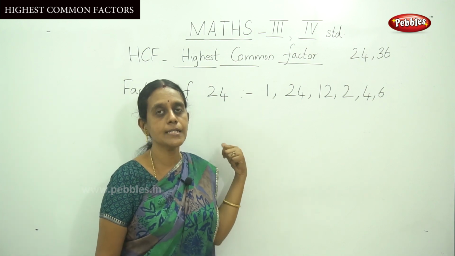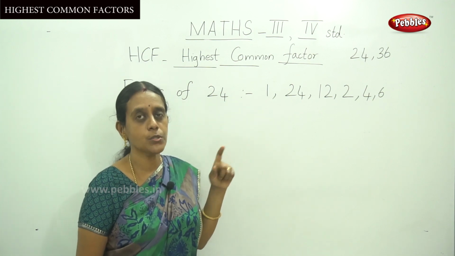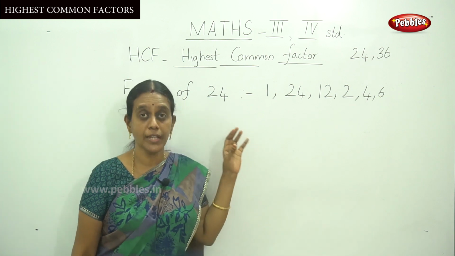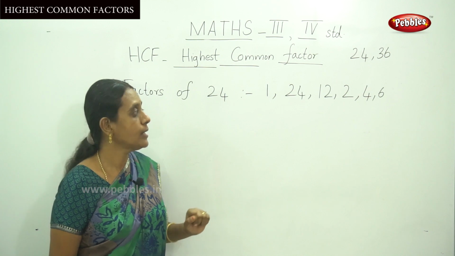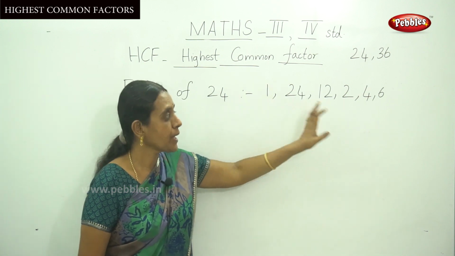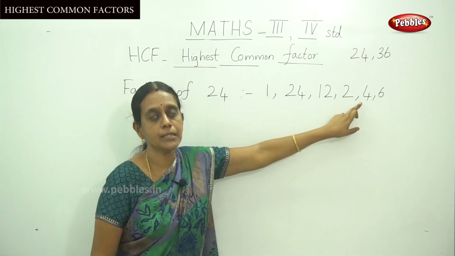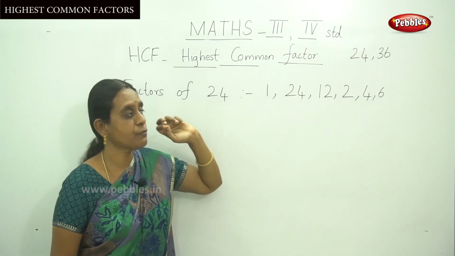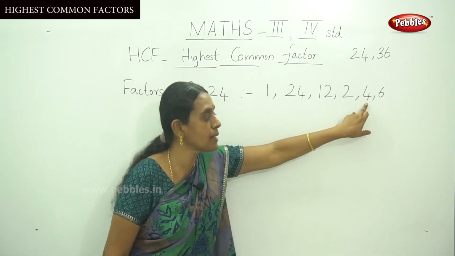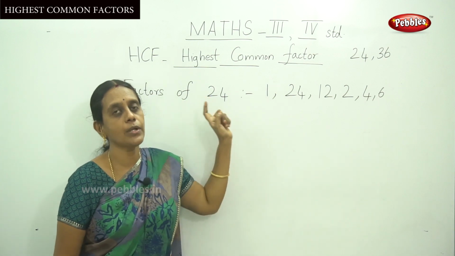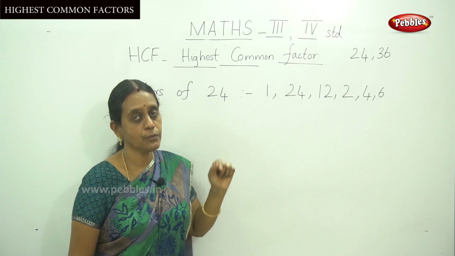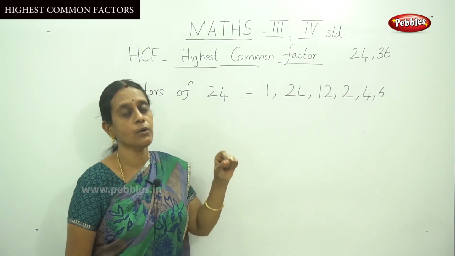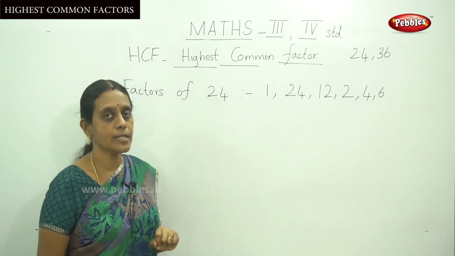Let me give another example: 5 into 4 is 20, so 5 and 4, each number is a factor of 20. Already we discussed 2 and 12. And in the 4 table, 4 sixes are 24, so write down both numbers as factors. 4 into 6 equals 24, so 6 is a factor of 24 and 4 is also a factor of 24. Okay, do you understand now?